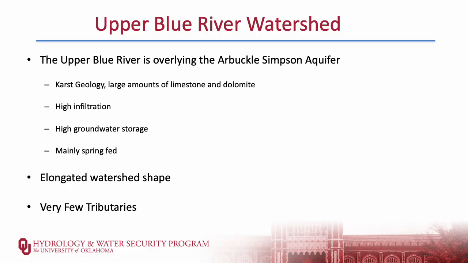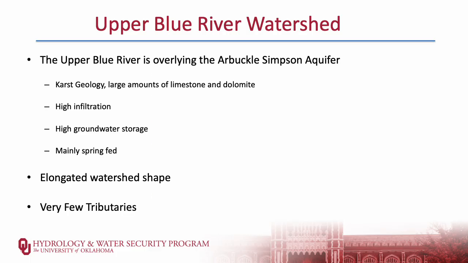Another thing that makes the Upper Blue River watershed different from the Lower Blue is the elongated watershed shape. So it doesn't respond as fast to precipitation events as a more circular watershed shape would. And another thing that plays into that watershed shape is the very few tributaries that it has.